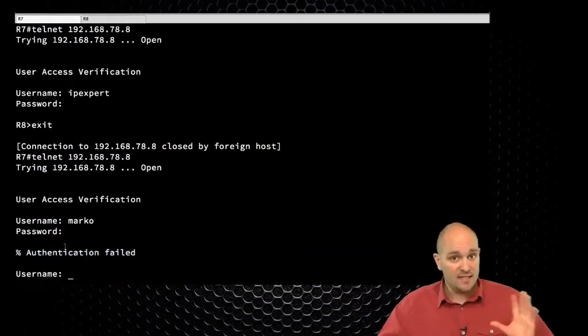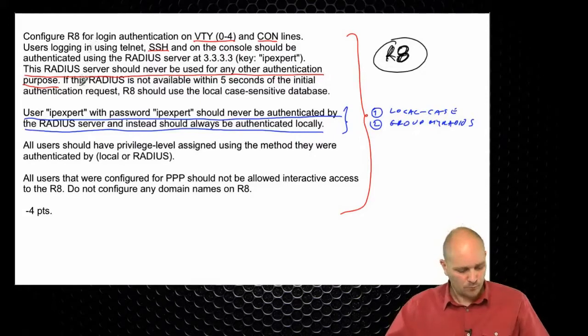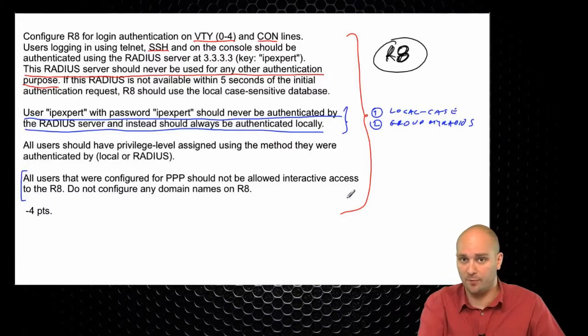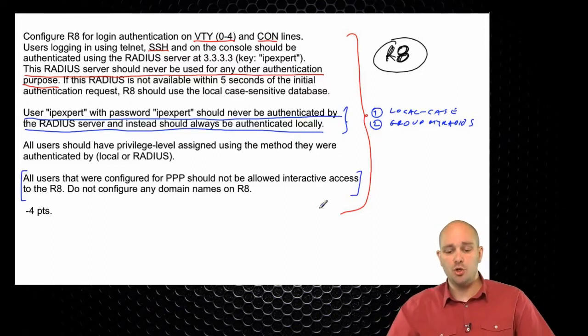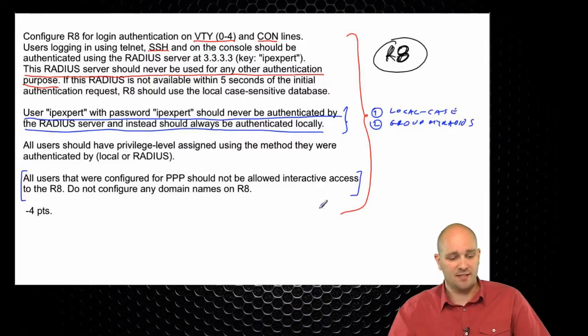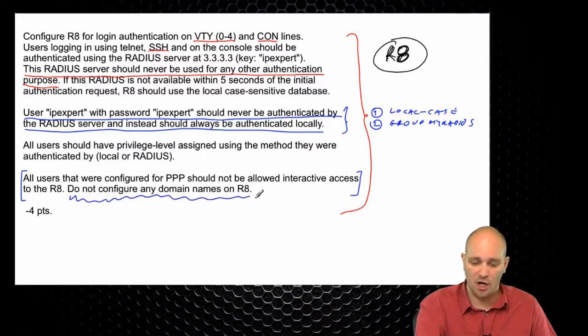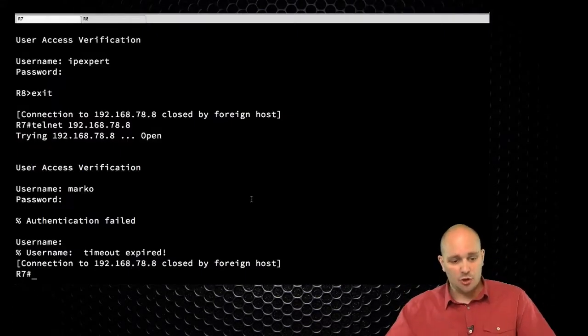Now, this satisfies those requirements, but let's take a look at this requirement here. Now, I know that we have to take care of the privilege levels, but this one here is much more fun. It says all users that were configured for PPP should not be allowed interactive access to R8. Do not configure any domain names on R8. So we have already taken care of this, and it's actually unrelated to this requirement. It's part of something else. But let me show you what I mean by this.